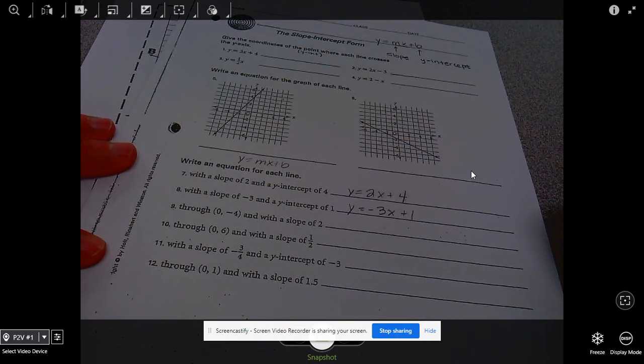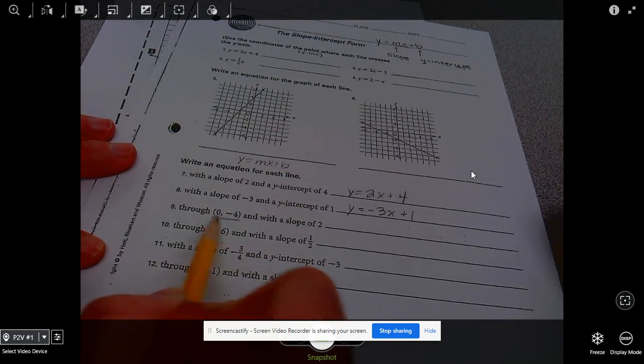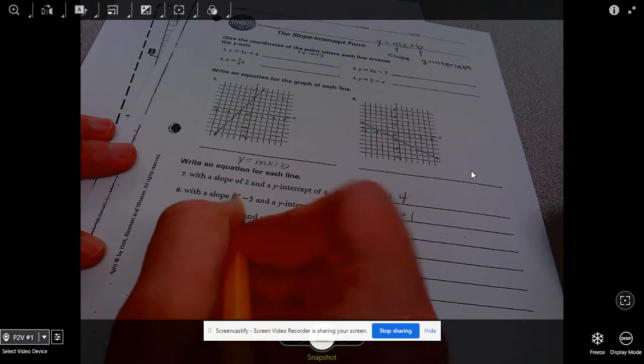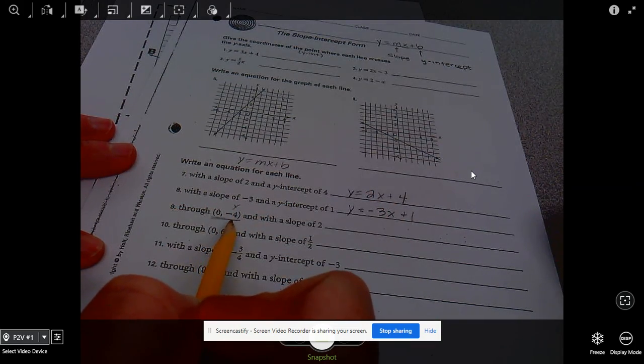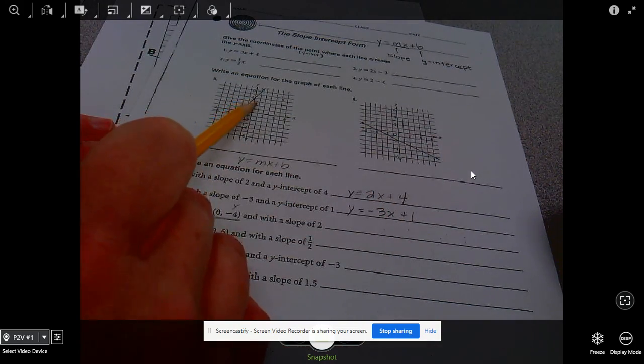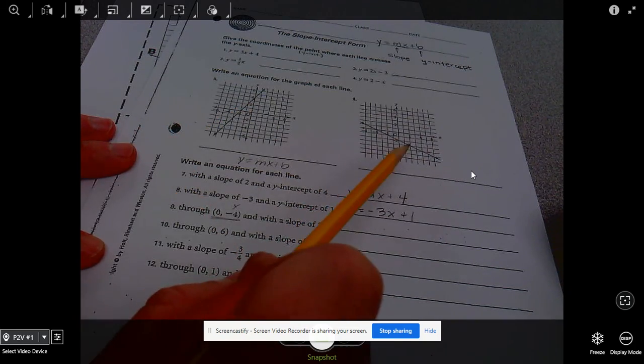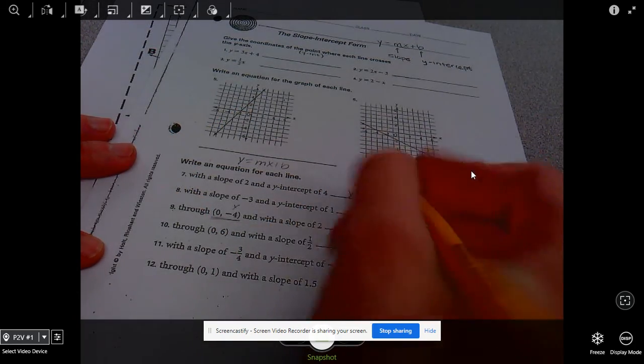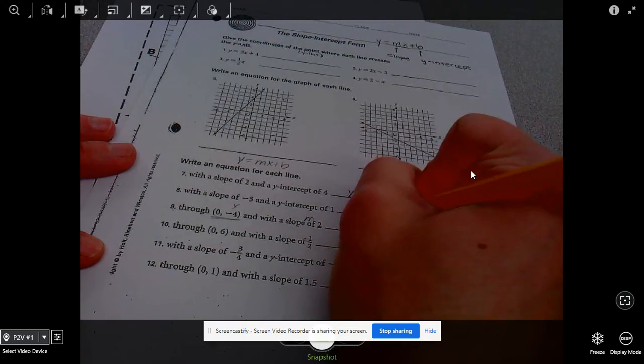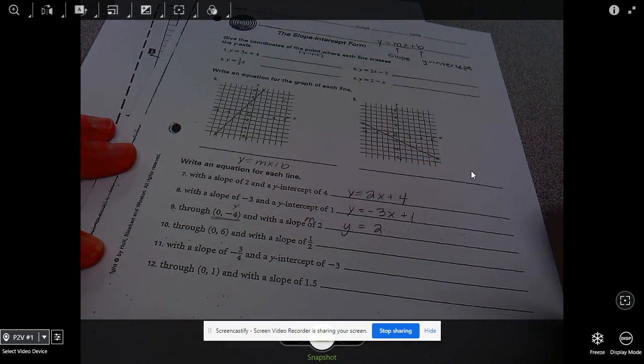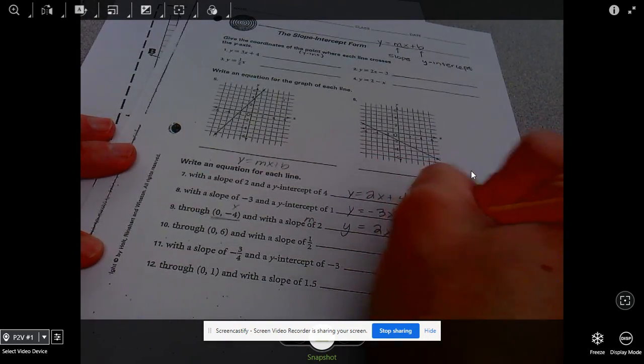Okay, the next one says you're going to go through the point 0, -4. Well, that's your y-intercept. Your y-intercept, your x values are always 0. So that's your y-intercept, and this is your slope. So your slope is 2, and you go through 0, -4.